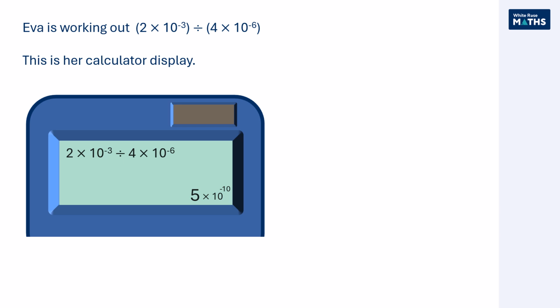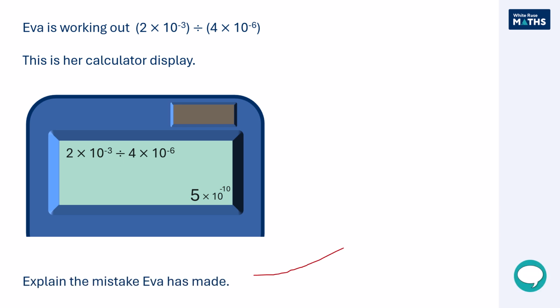Okay, there we go. Next part. So Eva is working out this sum. This is her calculator display. Explain the mistake Eva's made. So she forgot to put brackets. Because again, the calculator obviously follows BIDMAS. So she forgot brackets.